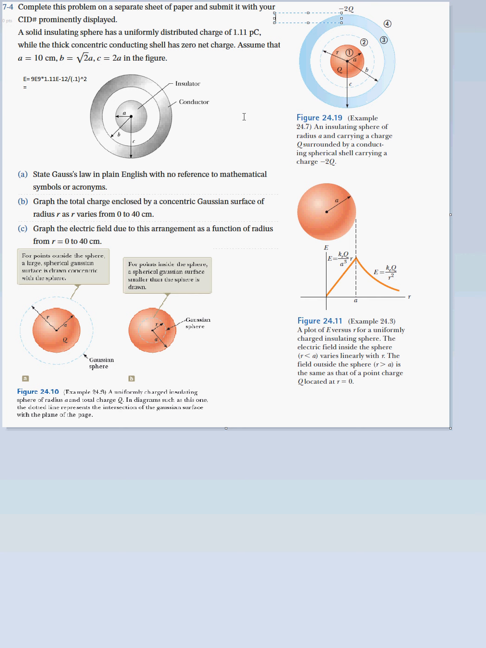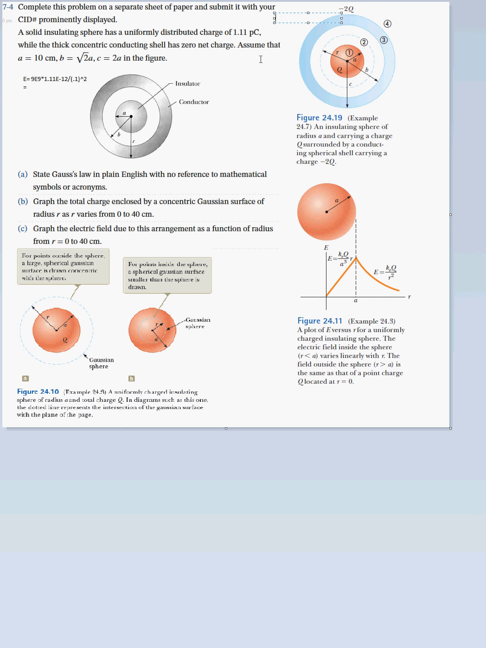We have an insulating sphere that's uniformly charged with a charge Q. In our case, Q is 1.11 picocoulombs, and a radius A. In our case, A is 0.1 meters, and around it is just vacuum, let us suppose.